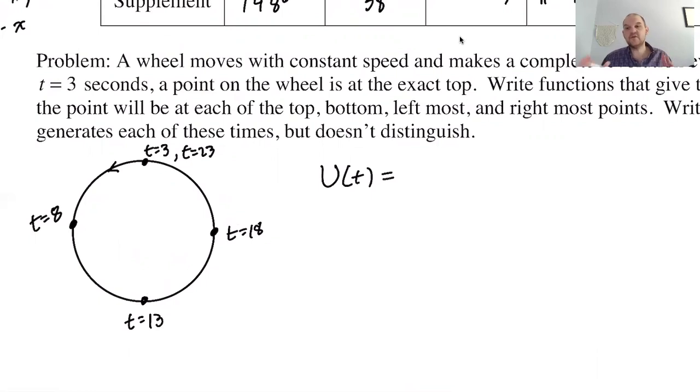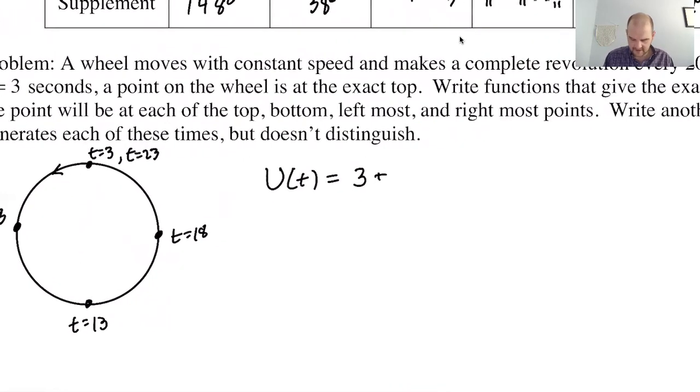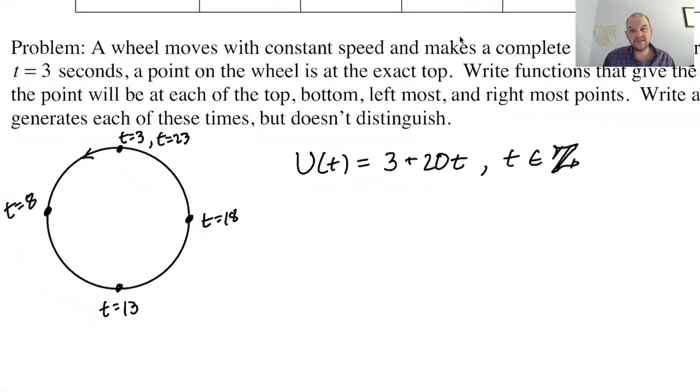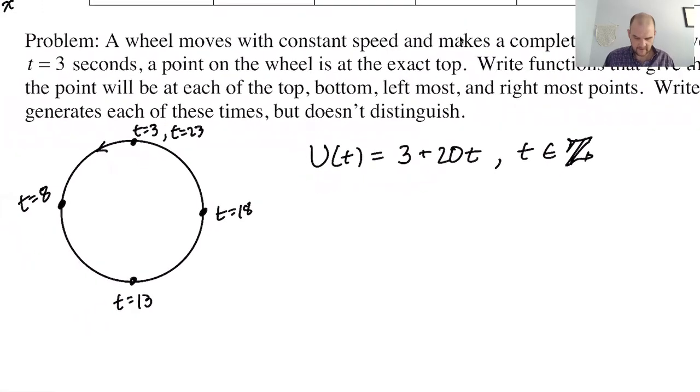All right, so we know that at t equals 3, we're there. So 3 plus, well, if it takes 20 seconds to go all the way around, every time we add 20 to 3, we'll get to the top again. So let's say 3 plus 20t, and then we need t to be an element of the integers. All right, so that does it. That'll put us at the upper point.